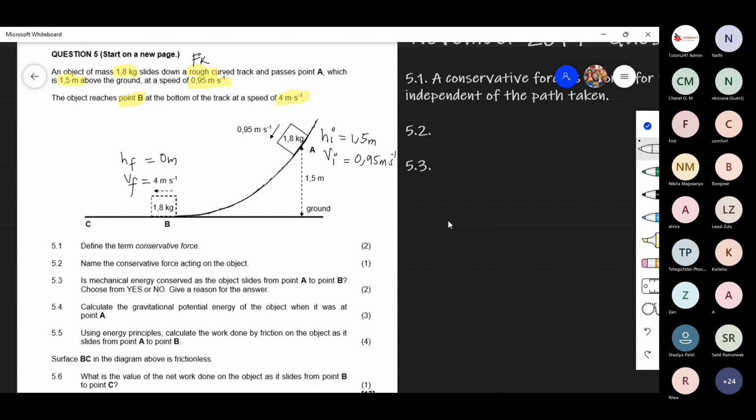Our examples of a non-conservative force: applied force, frictional force, tensional force. Examples of a conservative force are gravitational force, Fg, or if you want to call it weight. So our question 5.2 stated, name the conservative force acting on the object. So that is gravitational force.